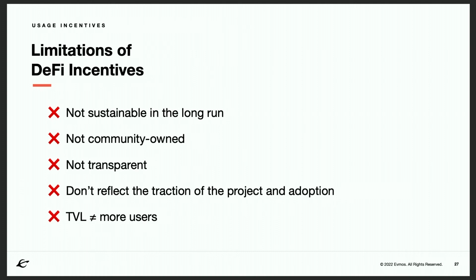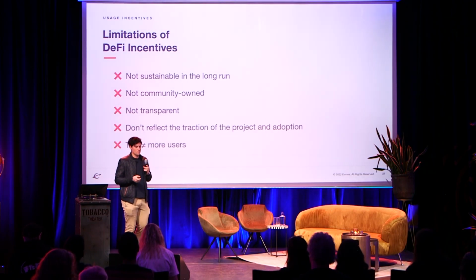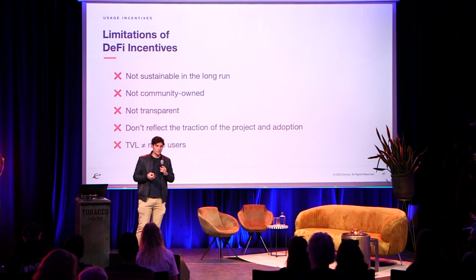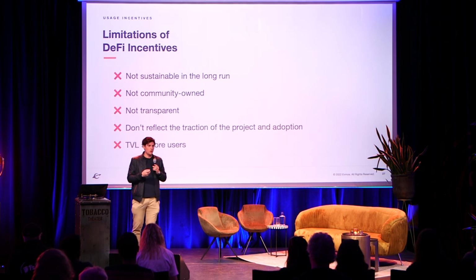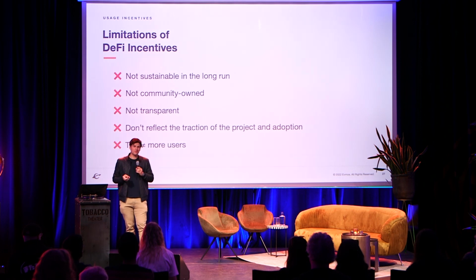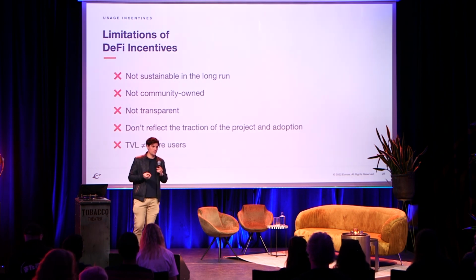So it's only the foundations choosing which of the decentralized applications are eligible for these incentive programs. So sometimes it's not transparent. How do you know what the requirements are for your application to be in this incentive program? And usually, the biggest problem is that it doesn't really reflect the traction of these decentralized application projects and the adoption of them in the layer 1 protocol. And also, TVL, as we know, doesn't reflect that there's a growth of users.